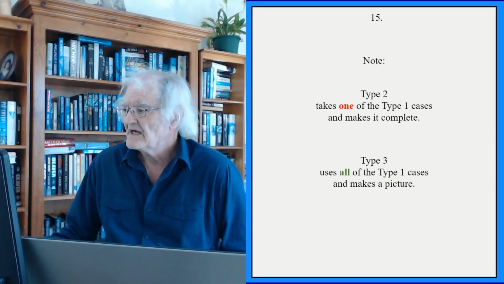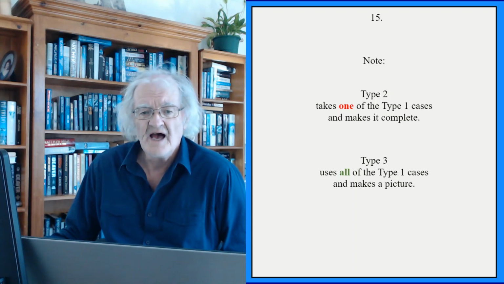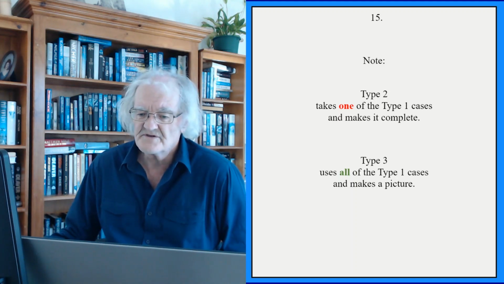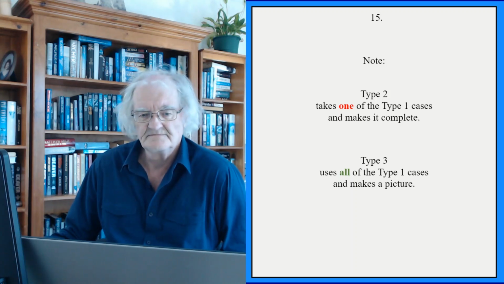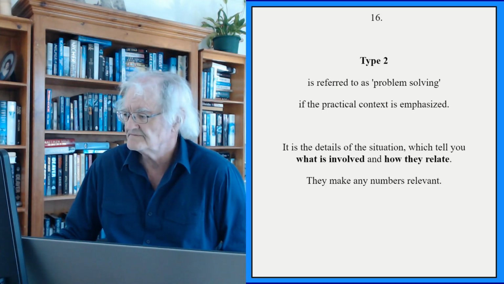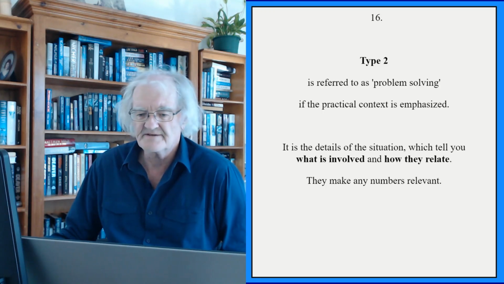Now note, type 2 takes one of the type 1 cases and makes it complete. Type 3 uses all of the type 1 cases and makes a picture. Type 2 is referred to as problem solving if the practical context is emphasized. It is the details of the situation which tell you what is involved and how they relate. They make any numbers relevant.